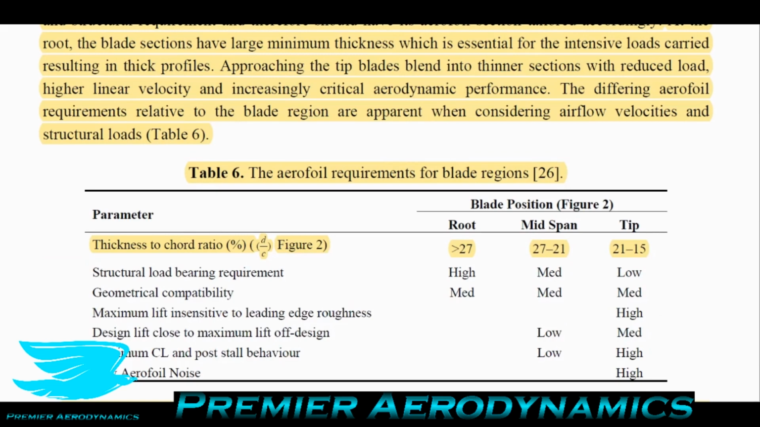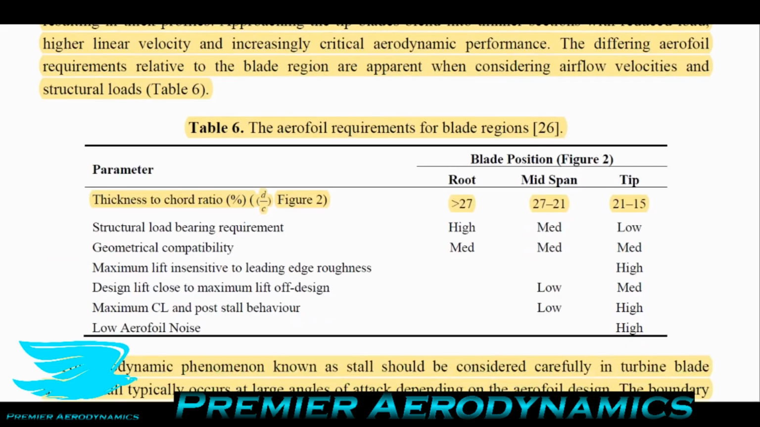They have a table here, and they say the airfoil requirements for blade regions. So at the root, the thickness to chord ratio should be greater than 27%, which is really thick. Mid-span should be 27 to 21%. Again, that's still very thick. And even the tip, 21 to 15%, is still very thick. But obviously, as you get closer to the tip, the thickness should reduce.